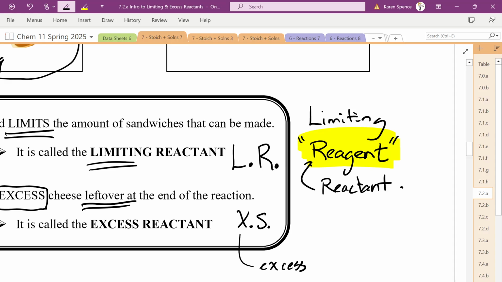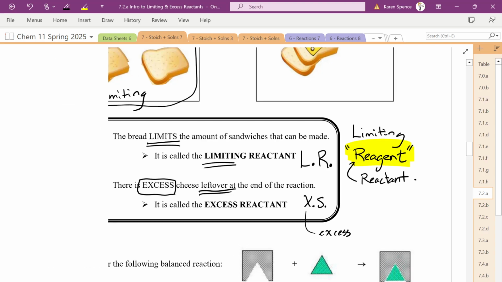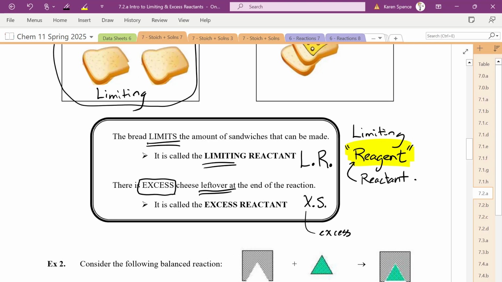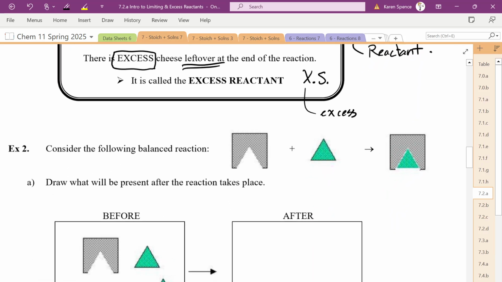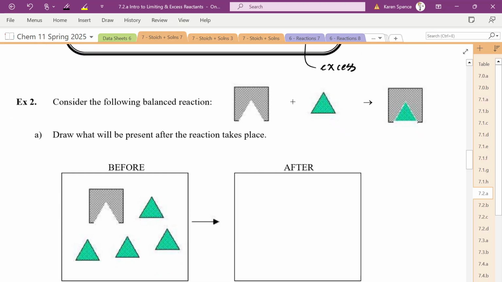So one of the things you're going to have to do is find the amount of product that you can make, which is the smaller amount. The other thing you might have to do is identify the limiting reactant. All right, so I'm not really sure that we need this next example, and it's really simple, but let's just assume that we have this little reaction here. Here is the following balanced reaction. We have one little square thing with a triangle cut out hole in it. We have a triangle, and our product is like that. Could you please draw what will be present after the reaction takes place?